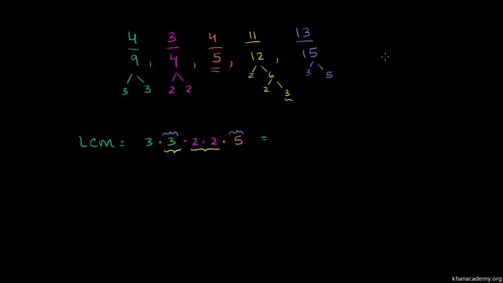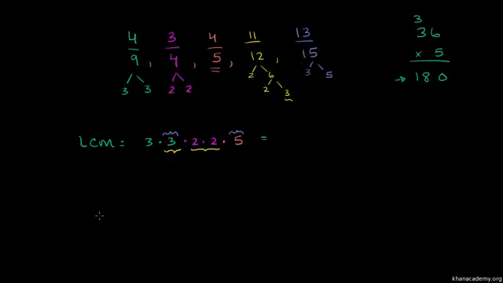You could do that in your head if you like, but I'll do it on the side just in case. 36 times 5, just so that we don't mess up. 6 times 5 is 30. 3 times 5 is 15, plus 3 is 18, so 180. So our least common multiple is 180. So we want to rewrite all of these fractions with 180 in the denominator.